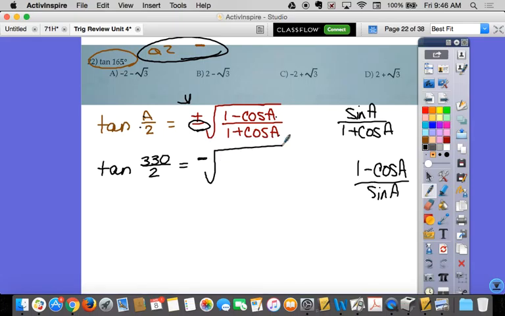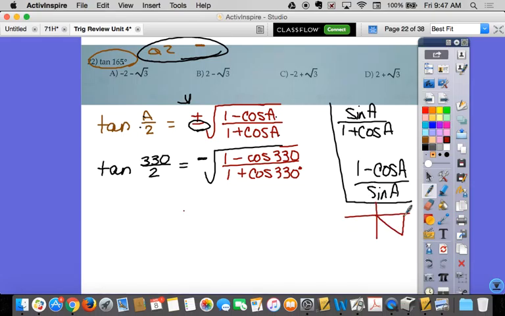Quite honestly, this may end up being a hot mess, because I think these other two over here on the right would be much simpler and much easier to use. But hey, let's see where it goes. We got 1 minus cosine 330, and then we got 1 plus cosine 330. All right, we obviously need a picture. So 330, fourth quadrant, 30-degree reference angle, -1, 2, square root of 3. Okay?